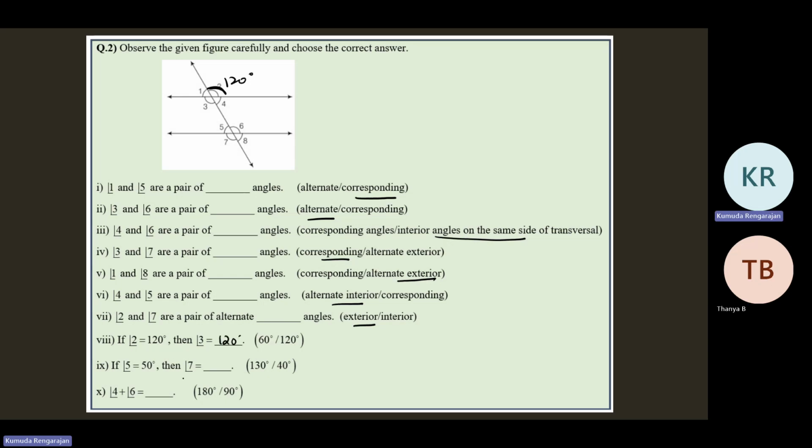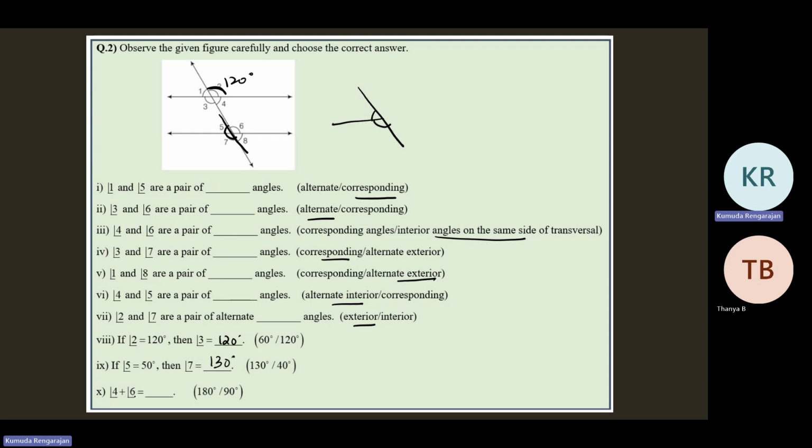Correct. If angle 5 is 50 degrees, then angle 7 is equal to 130 degrees. Did you say 130? Yeah. Reason? Because they are a linear pair of angles. Correct. Angle 5 plus angle 7 is equal to 180 because they form a linear pair, a straight line. So if angle 5 is 50, angle 7 will be 180 minus 50, 130 degrees.